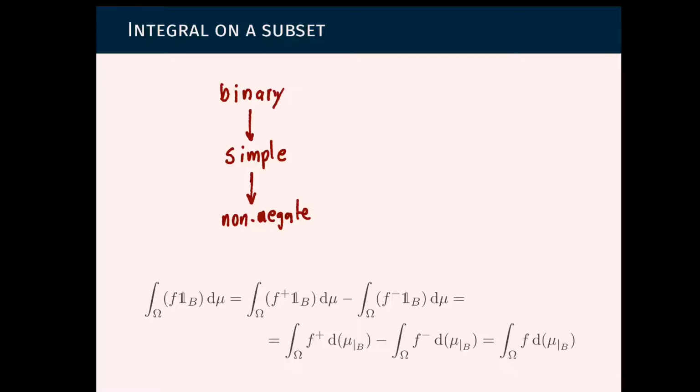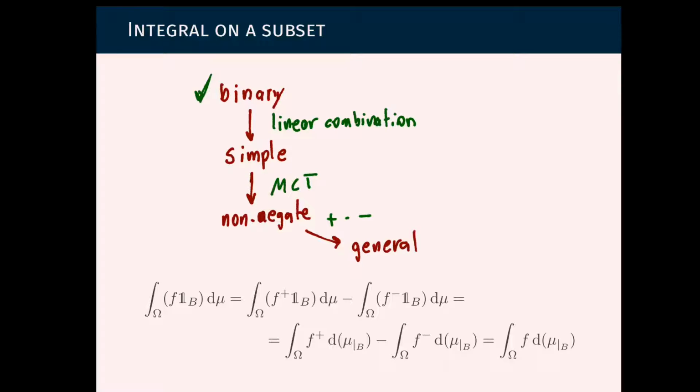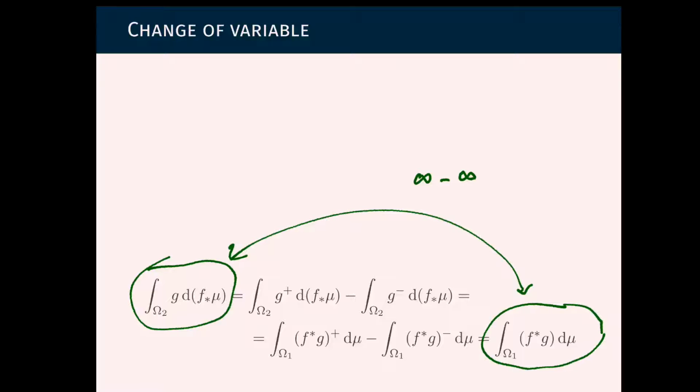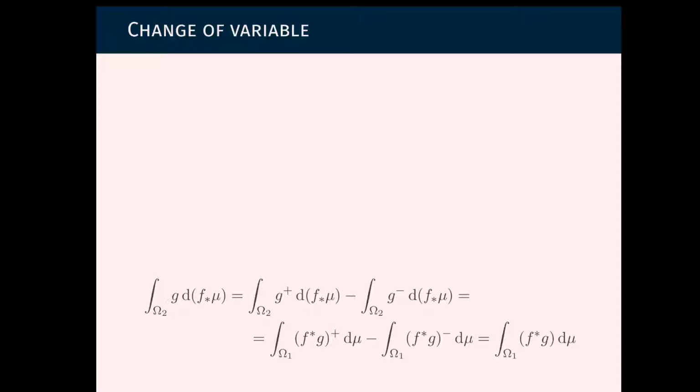And we can go from non-negative functions to general functions by separating the positive and negative parts. So here we separate positive and negative parts. Here we just use the monotone convergence theorem, and here we just take a linear combination. So we use linearity. And the very same pattern, since already last week we had proved this one, we just apply the pattern to go from here to here, and we follow exactly the same pattern here to prove the formula for change of variable. We started with binary, went to simple, then non-negative, and finally general functions.